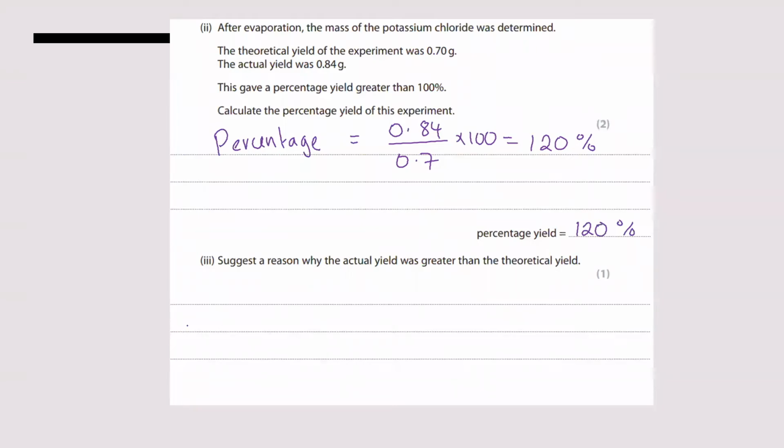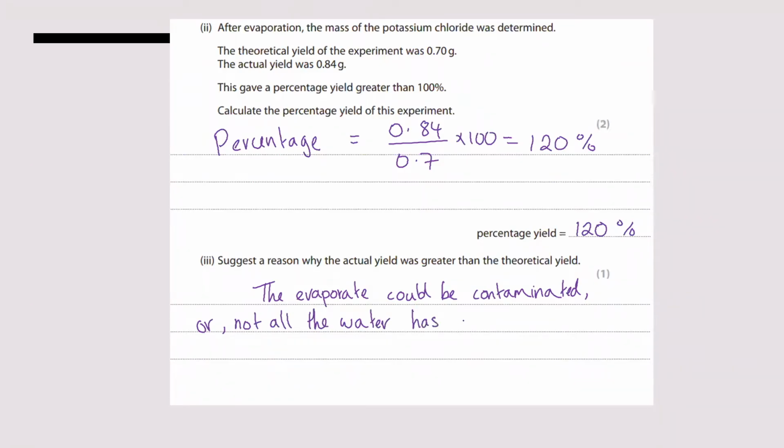Okay, there's a reason why the actual yield was greater than the theoretical yield. So usually it's less, isn't it? But there could be contaminants. So the evaporate, I should say, could be contaminated, or not all the water has completely evaporated. Could be some water still left.